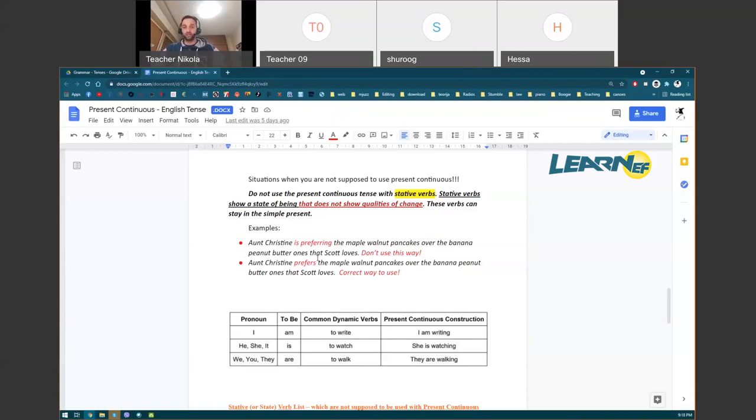And any continuous tense stays in the ing form. The main verb stays in ing form. Different continuous tenses are going to have different helping verbs, right? Present continuous has the verb to be. Present perfect has the verb to have. Has been doing something. So it has the verb to be plus the verb to have plus the main verb.